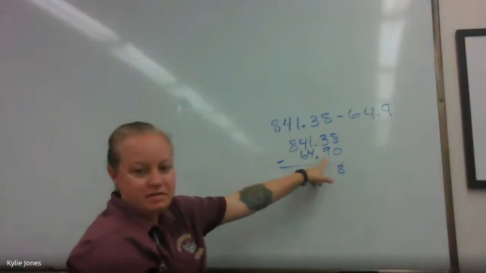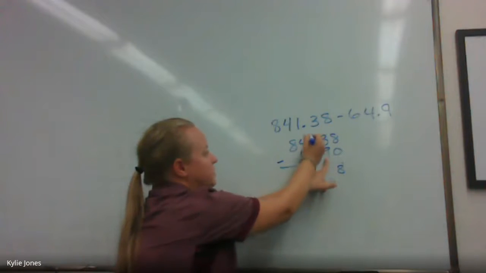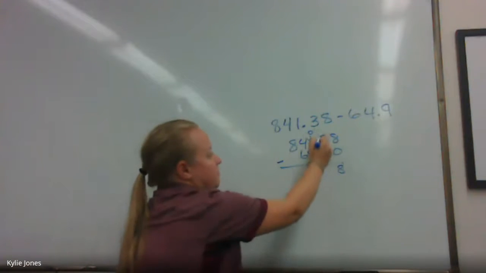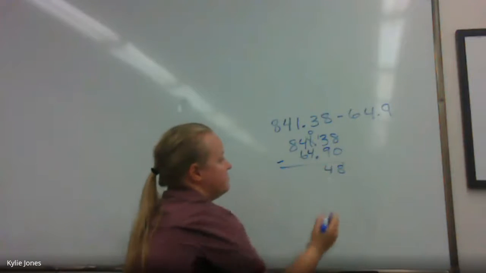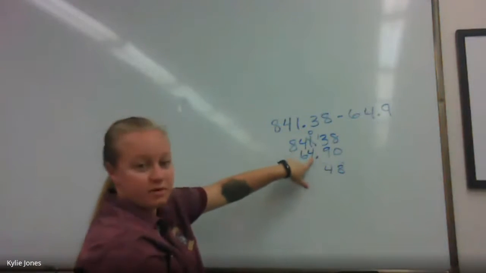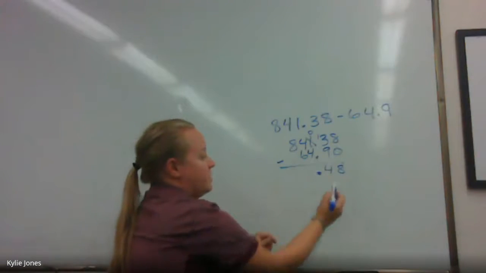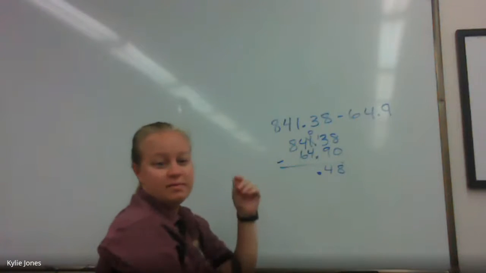Can't do 3 minus 9. We got to make sure we borrow. So this 1 becomes a 0, and the 3 becomes a 13. 13 minus 9 is 4. Can't do 0 minus 4, so we got to borrow. Bring down the decimal. As you're doing it, you can bring down the decimal. You can do it in the middle of your problem or at the end.